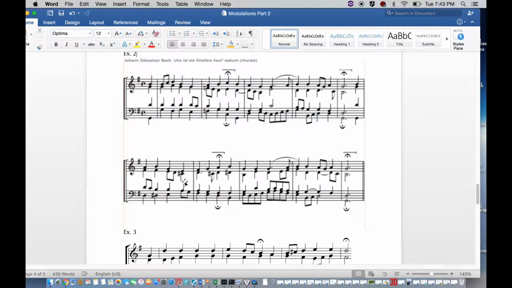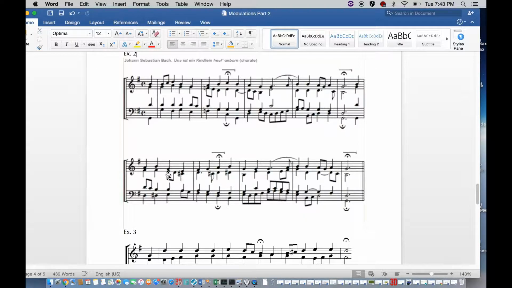Here is the next instance of chromaticism. A, C sharp, E, G. Okay, now we know that that could be 5 in the key of D, and it is. So since this is the instance of chromaticism, we're going to back up one chord and see what this chord is.